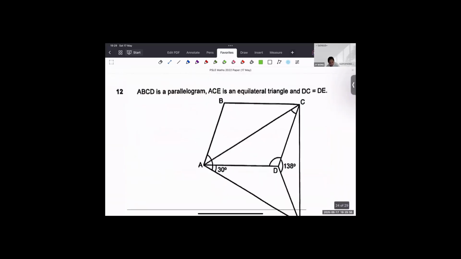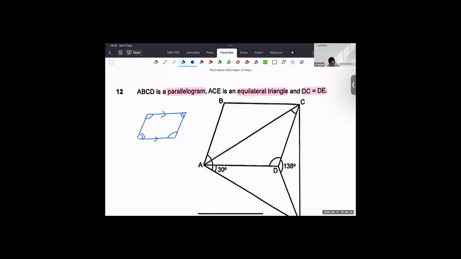Now, instead of rhombus, we'll be dealing with parallelogram. And there will be equilateral triangle and there are two equal sides. Let's talk about parallelogram first. When we have a parallelogram, again, just like I said, diagonally opposite angles will be equal.